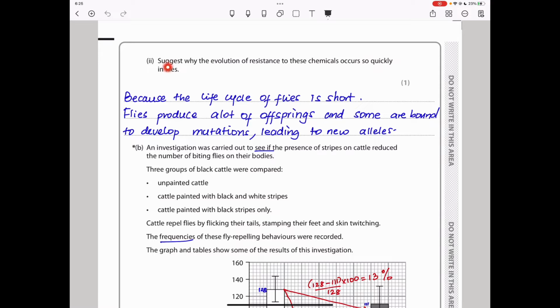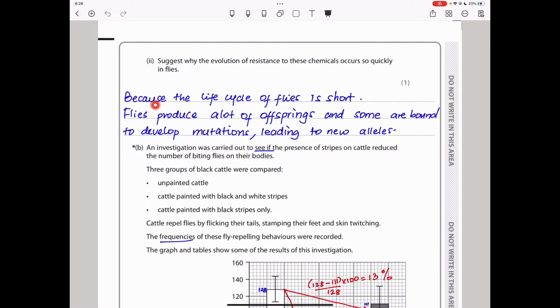This part says, suggest why the evolution of resistance to these chemicals occurs so quickly in flies. Now, what we need to know, it occurs quickly because flies have a very short life cycle. Their life cycle is really short, so they produce a lot of offsprings, and it means within a shorter period of time, they're going to have so many generations down the line, and if there is any mutation, it's going to develop rapidly, and the effects from this mutation are going to be seen within a shorter period of time.